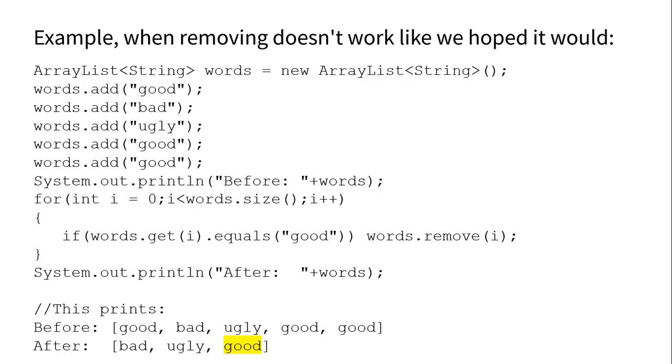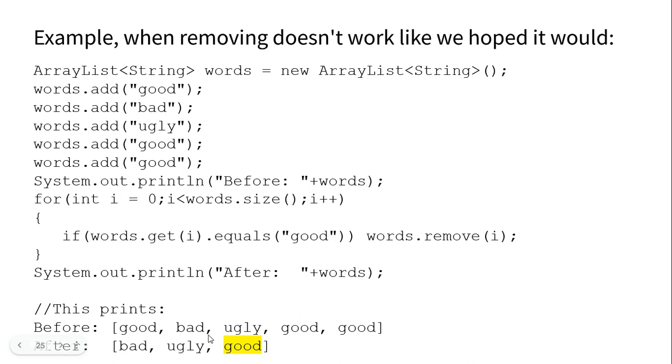So I'll show you. This is quite a problem, and you can look at it later in great detail. I made an array list, and I put in good, bad, ugly, good, good, and it prints it out. And then I made a little loop. I started at 0, and I go up to the end, and I say, if it's good, then delete it, because I'm just trying to remove all the goods. But when this code runs, there's still a good left in the list. And you'd be like, what? How did that happen?